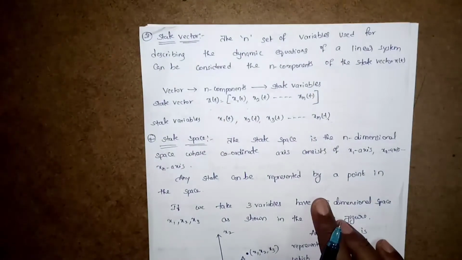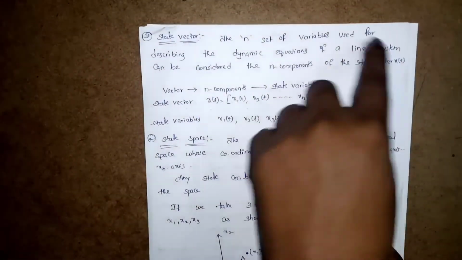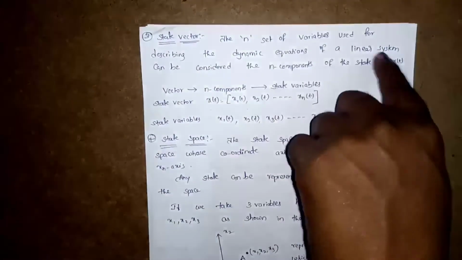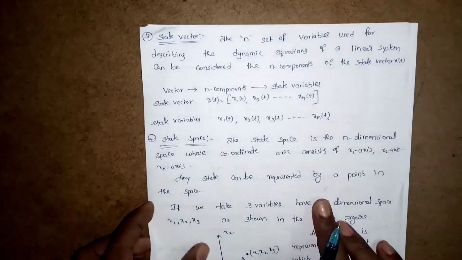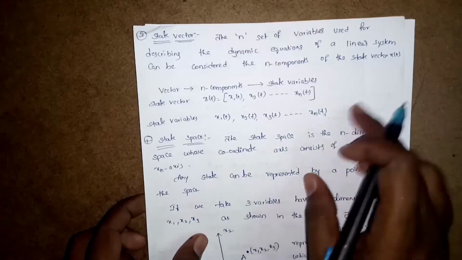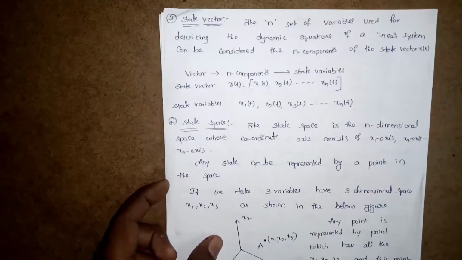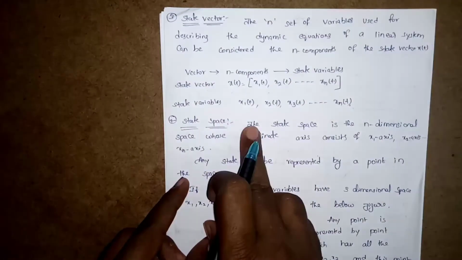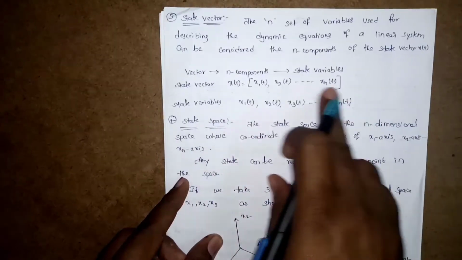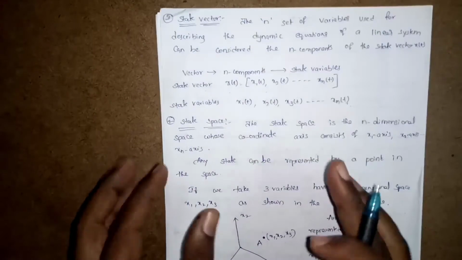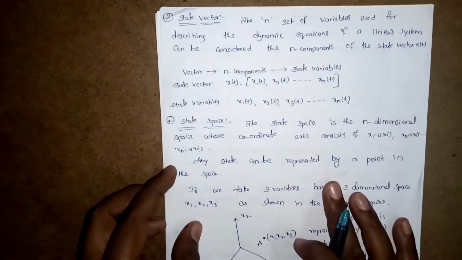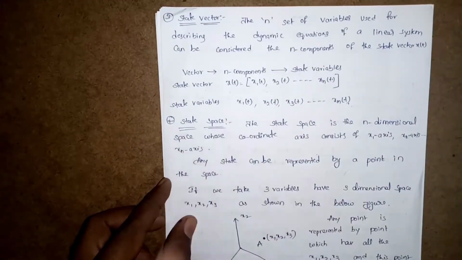In a vector representation, the n set of variables used for describing the dynamic equation of the linear system are the n components of the state vector. Is that clear? So these are the state vectors. The difference between the state vector and state variable is that the state variables present in a state vector can be totally represented as a vector. That's why we call it the state vector. Okay, is it clear?